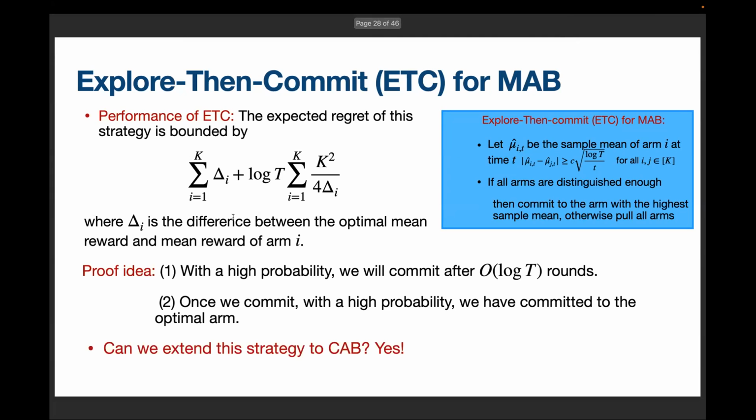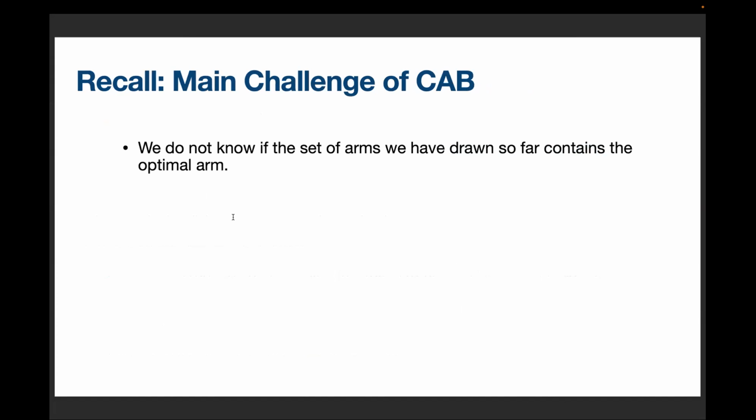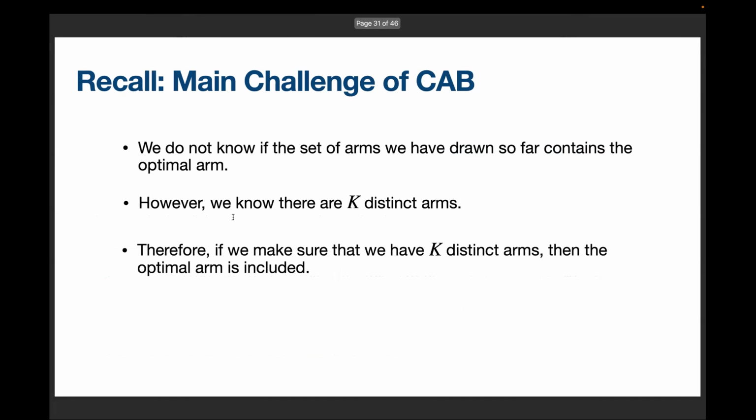Now, going back to our question, can we extend this strategy to the countable-armed bandit setting? The answer is yes. But before that, let me tell you the main challenge of CAB. Let's recall that: the main challenge is we do not know if the set of arms we have drawn so far contains the optimal arm. But remember the key assumption: we know there are k distinct arms. So if we make sure that we have k distinct arms, then the optimal one is included in this set.